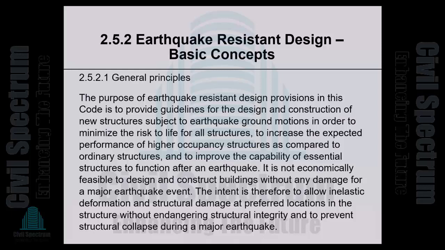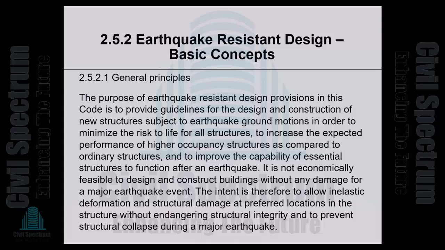I think this is very, very nice that the code spells it out in plain, simple language. In the US, we have pretty much the same performance criteria, but they're stated in much more complicated ways, very, very difficult to figure out. Then something very important: it is not economically feasible to design and construct buildings without any damage for a major earthquake event. It is simply not economically feasible.